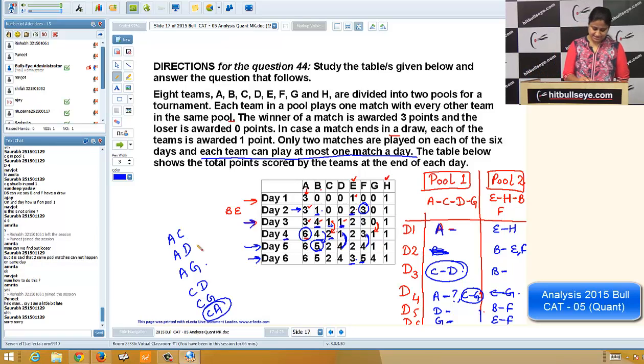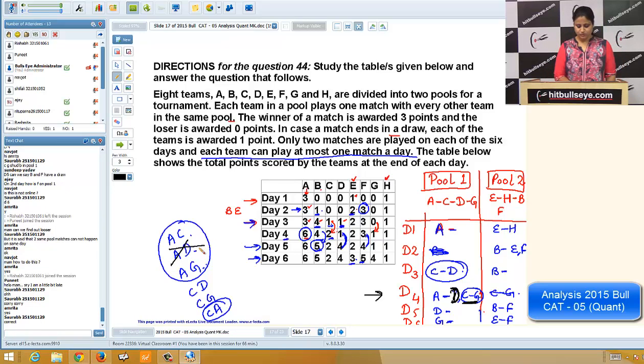So as we can see that A can play a match with C, D, G. So if we talk about day 4, CG already they are playing, so the team left is D. So the 4th day match will be A and D. Is it okay? A will win and D will lose. Correct, Amrita? So AD we have used. In the similar manner, you will complete the rest of the thing. Clear? Okay. Let us move.